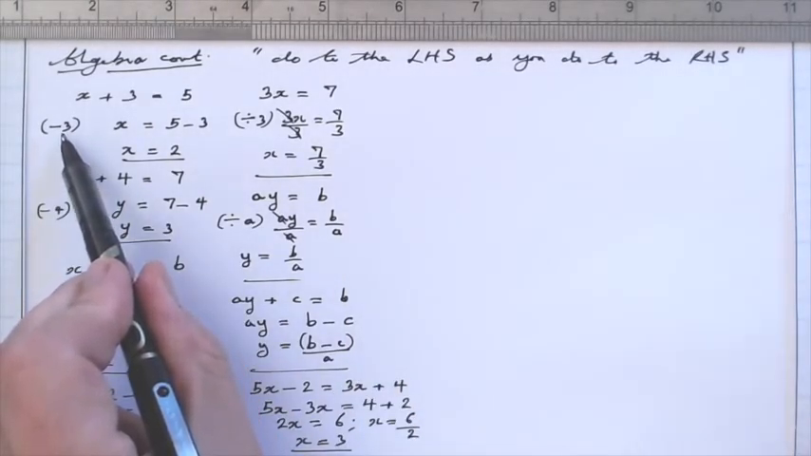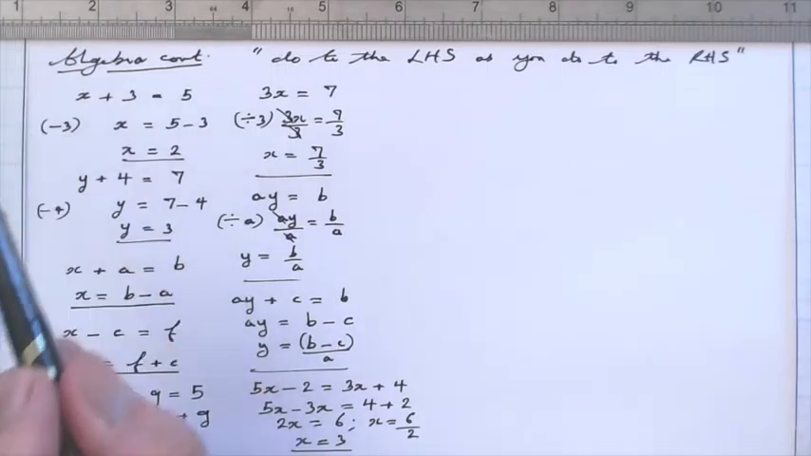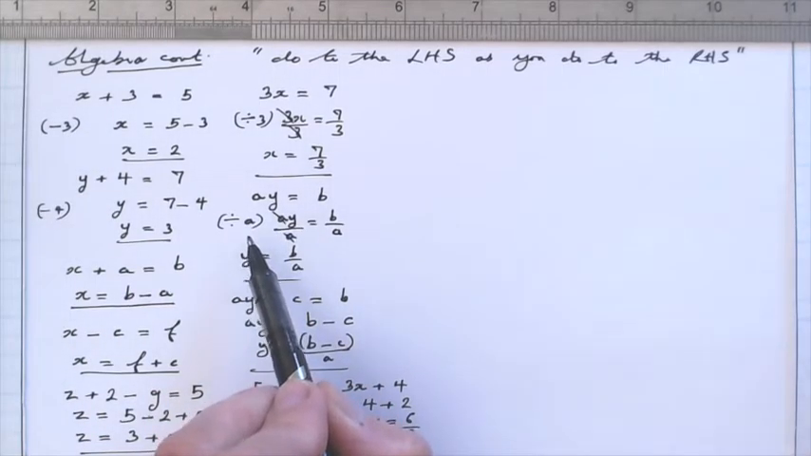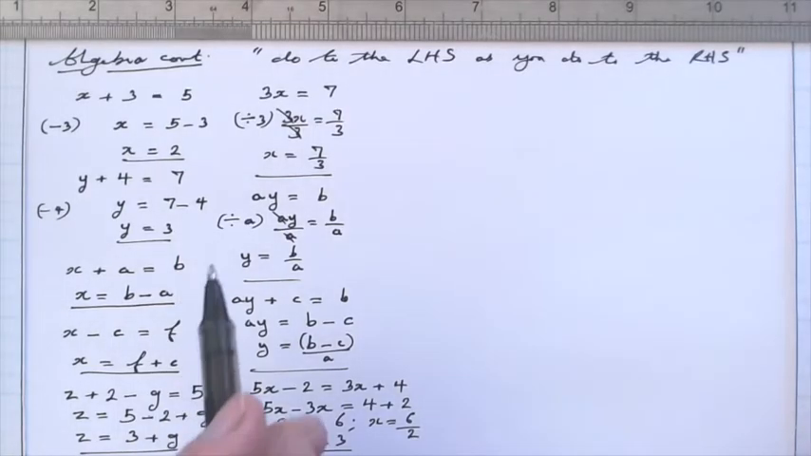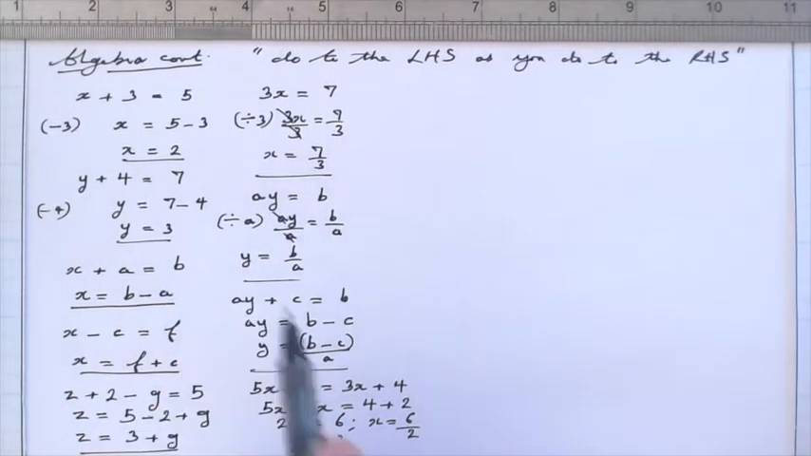So subtracting 3 is fine as long as I do it to both sides. Dividing by a is fine as long as I do it to both sides. So everything you do to an equation you must do to both sides.